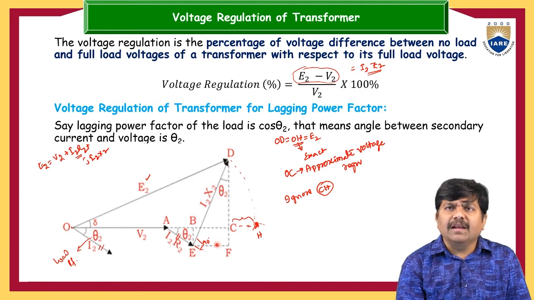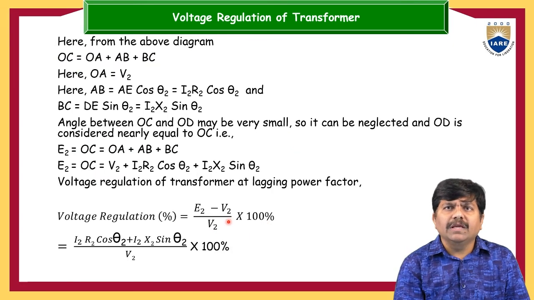So E to F we can calculate, because this angle is 90 degrees: A to E and E to D make 90 degrees, and this angle is nothing but theta 2. So automatically this angle becomes theta 2. In this particular triangle, which is also a right angle triangle, EFD, we require the opposite side. The diagonal is I2X2, so I2X2 into sine theta 2 becomes the EF value, which is also equal to BC value. This is the same thing we are going to take here. So E2 is equal to OC, which is equal to V2 plus I2R2 cos theta 2 plus I2X2 sin theta 2.